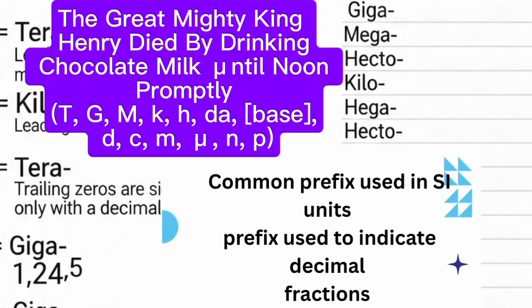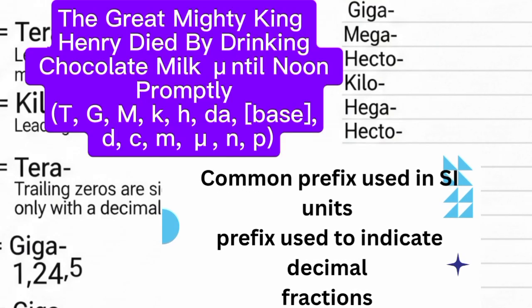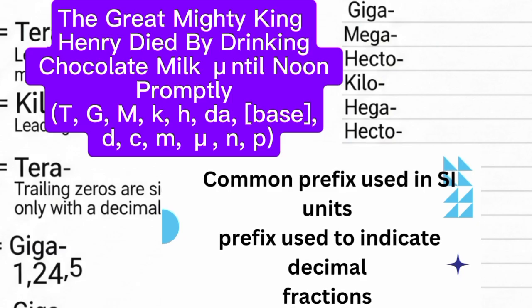Common prefixes used in SI units. A prefix is used to indicate decimal fractions or multiples of various units by powers of 10, or refers to a word added before a base term to modify its meaning. To memorize the common prefixes, use the following trick.